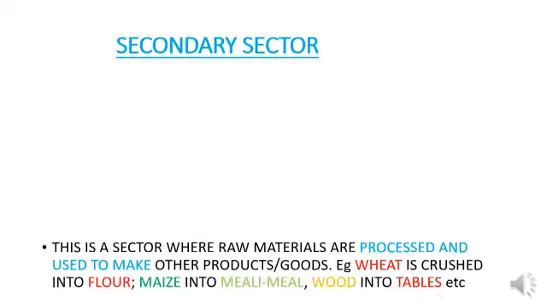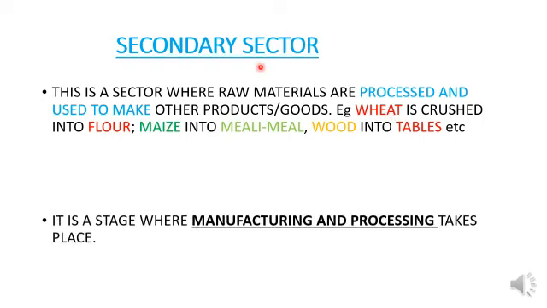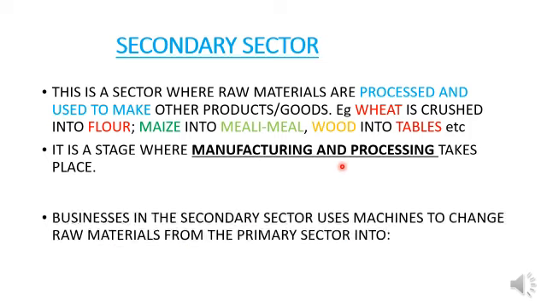Yes. Then the secondary sector now is a sector where those raw materials that we have obtained from the primary sector are now processed and used to make other products or goods, e.g. wheat. For example, we use wheat that is taken from where? The primary sector. We crush it now into flour. We take maize from the primary sector, we convert it into mealie meal. We take wood from the primary sector, and we convert it into a table. So the process of conversion is done in the what? In the secondary sector. So it is a stage where manufacturing and processing takes place.